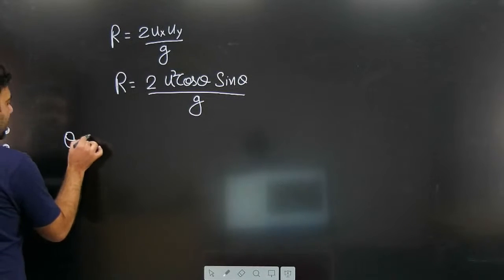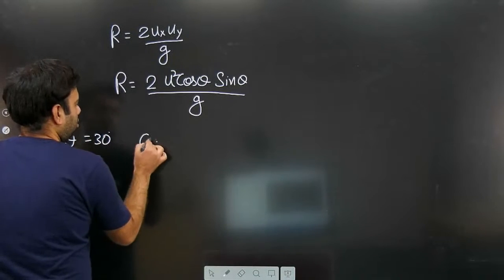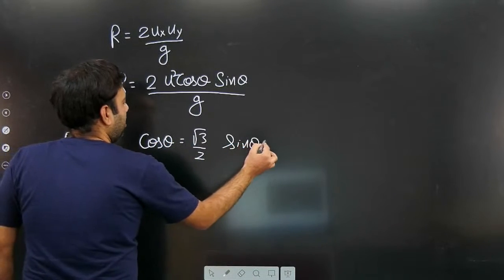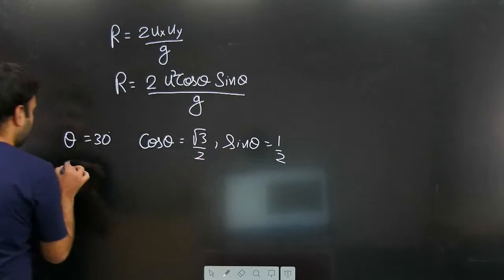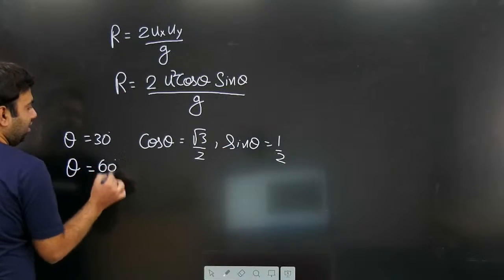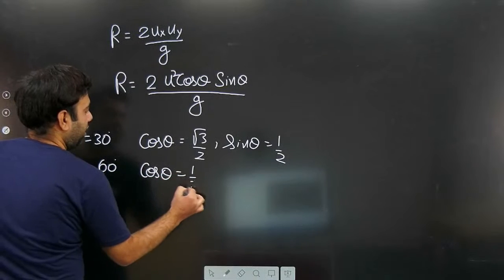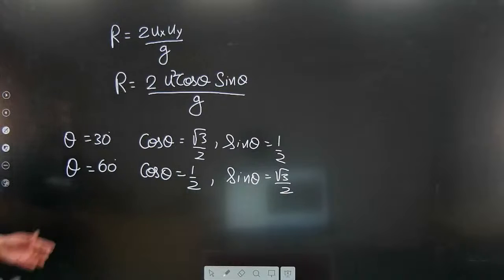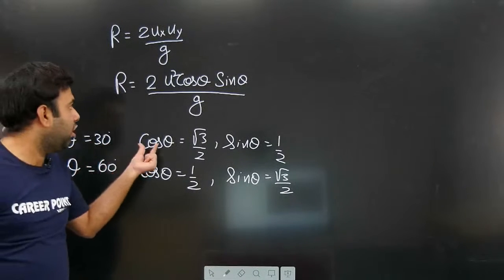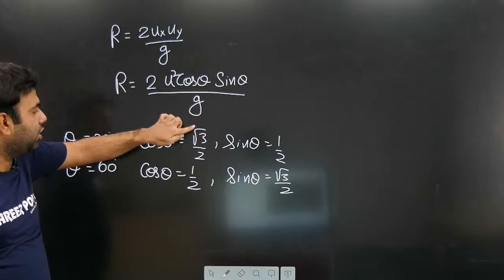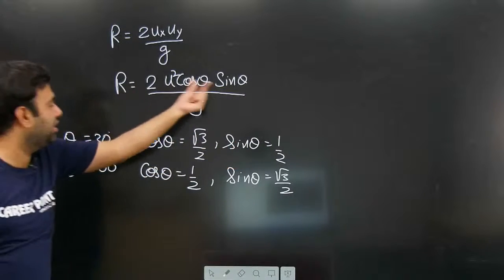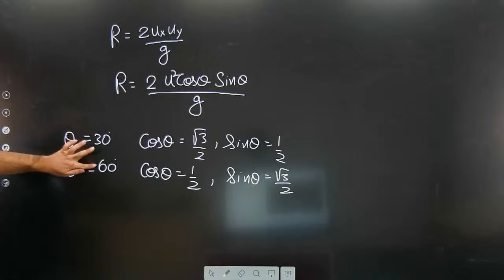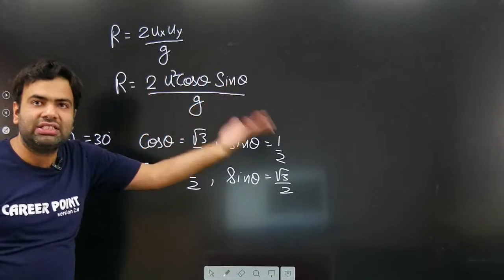Now, if I choose theta equal to 30 degree, cos theta is equal to root 3 by 2 and sin theta is equal to 1 by 2. If I choose theta equal to 60 degree, cos theta is 1 by 2 and sin theta is root 3 by 2. So as you can see, for theta equal to 30 degree, the product of sin theta and cos theta is equal to root 3 by 4. And also for theta 60 degree, the product of cos theta and sin theta is again root 3 by 4. So for 30 degree and 60 degree, the product of cos theta and sin theta is same.